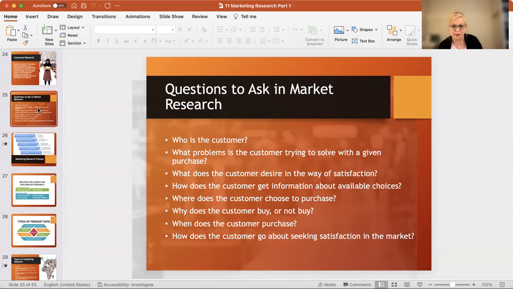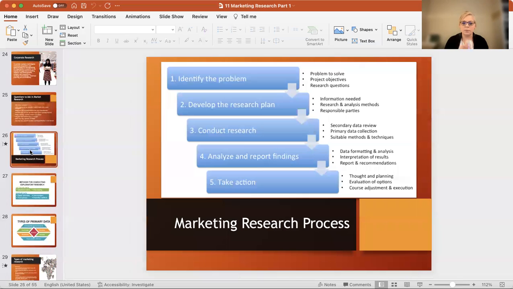Very, very important in restaurant marketing. We call it day parting. Are they eating lunch, breakfast, dinner? And what do we need to do to strengthen those areas, or the areas that we don't have that we want? And how does a customer go about seeking satisfaction in the market as well?